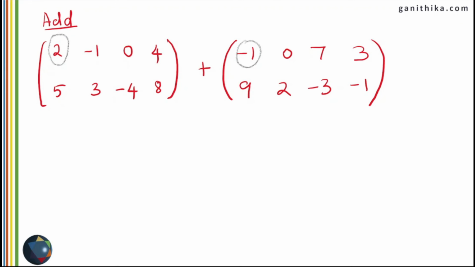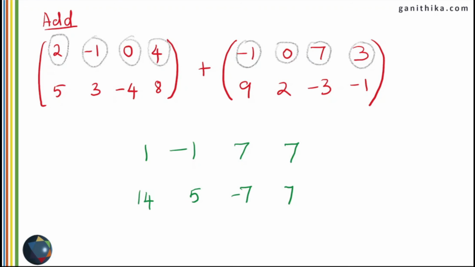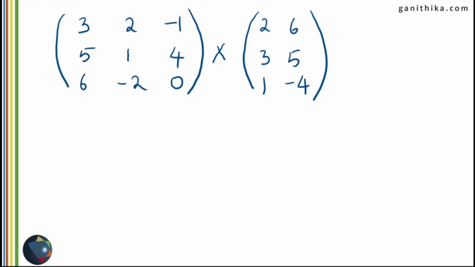Adding the corresponding elements, you will get 1, 2 minus 1 is 1, minus 1 plus 0 is minus 1, 0 plus 7 is 7, and 4 plus 3 is 7. And you can add the corresponding elements of the second row in the same way. You will get 14, 5, negative 7 and 7. And this is your answer for the addition of the given matrices. And let's consider this example of multiplication.